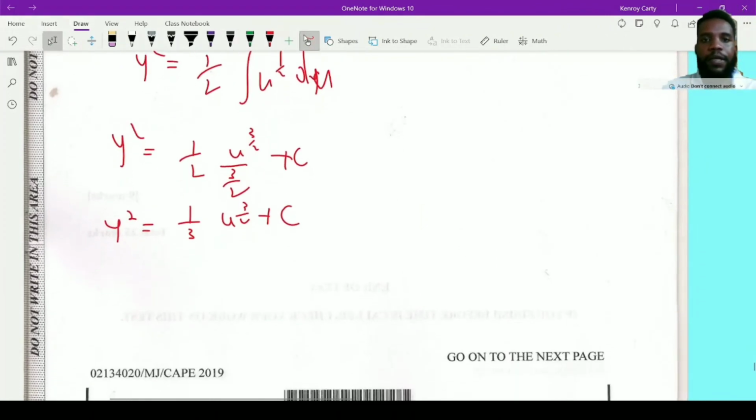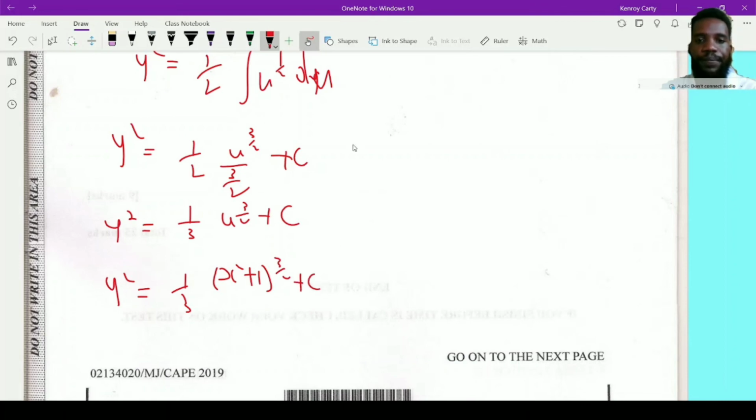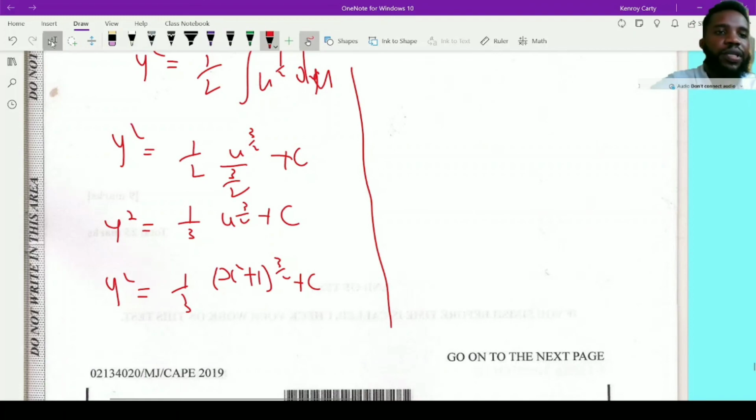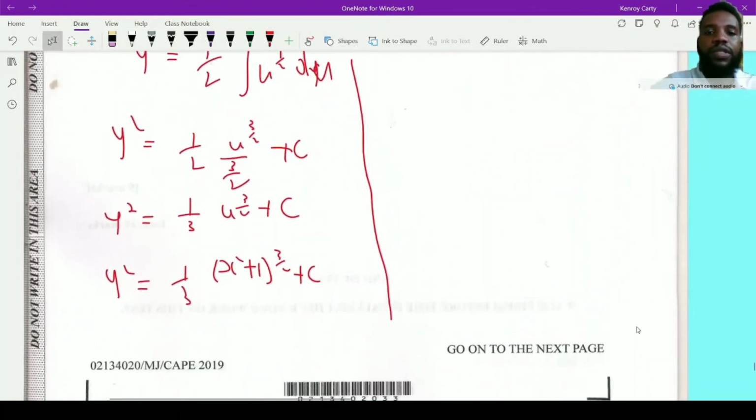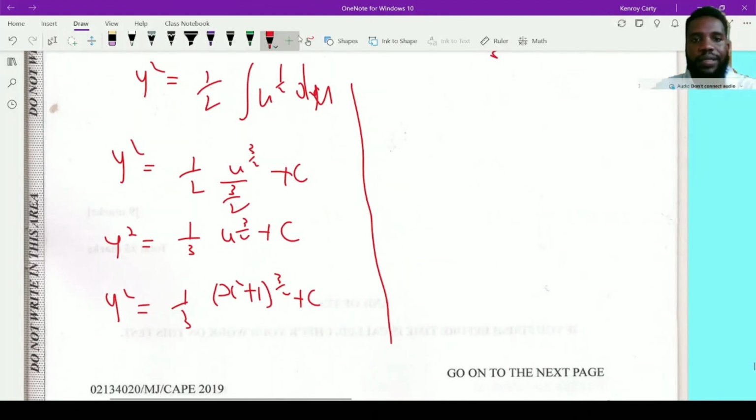Good. Now let me put back this thing in terms of x. So y squared equal to 1/3 x squared plus 1 to the 3 over 2 plus c. What we're going to do is find c. And let me go back up. So it was x is 0 when y equal 2. Alright, so you substitute that in there. So you're going to have 2 squared.